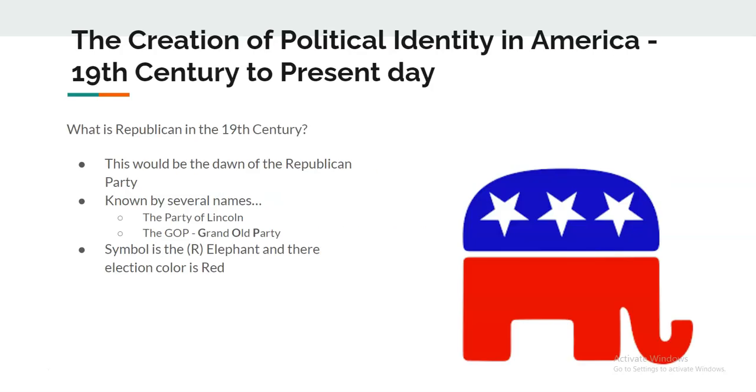The creation and political identity in America of the 19th century to the present day. What is Republican in the 19th century? This would be the dawn of what we currently know in the modern day as the Republican Party. This is known by several names today: the Party of Lincoln, also known as the GOP, which stands for the Grand Old Party. Their symbol is represented by an R, their animal is the elephant, and their election color is red.